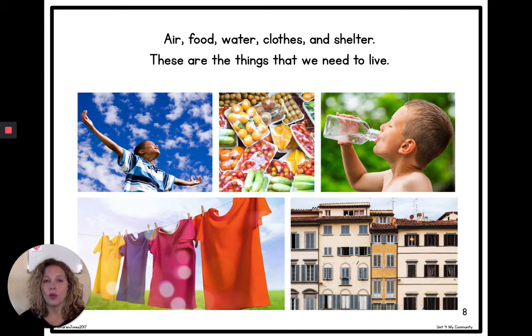Air, food, water, clothes, and shelter. These are the things that we need to live. Air, food, water, clothes, shelter. Those are the 5 things.